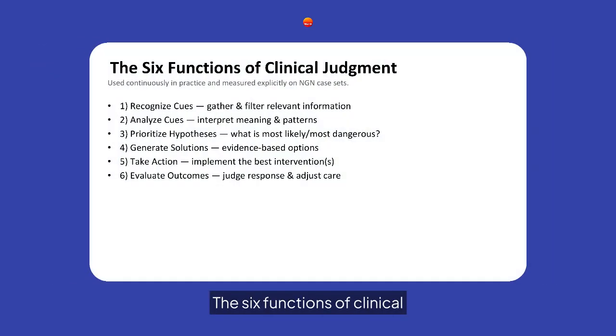The 6 functions of clinical judgment are essential in practice and are explicitly measured in NGN case sets. They include recognizing cues, analyzing cues, prioritizing hypotheses, generating solutions, taking action, and evaluating outcomes. Each function is critical for effective clinical decision-making and patient care.